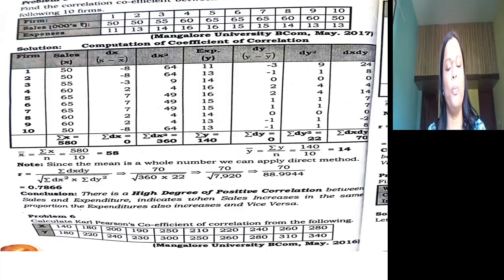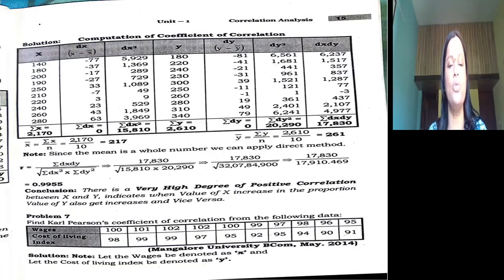Look at the fourth problem. The fourth problem says that we have to calculate the Pearson correlation coefficient from the following data. They have given values of variable x as well as values of variable y. In the same way, just like what we did in the third problem, you just look at this.